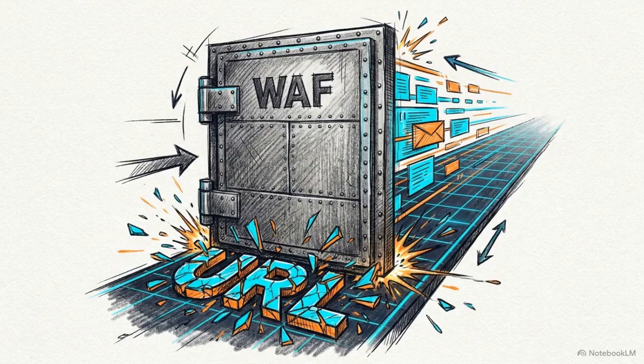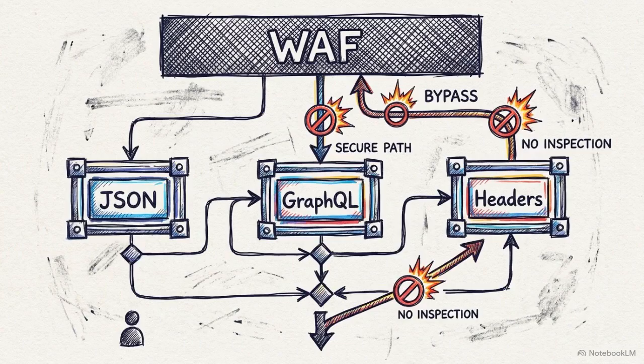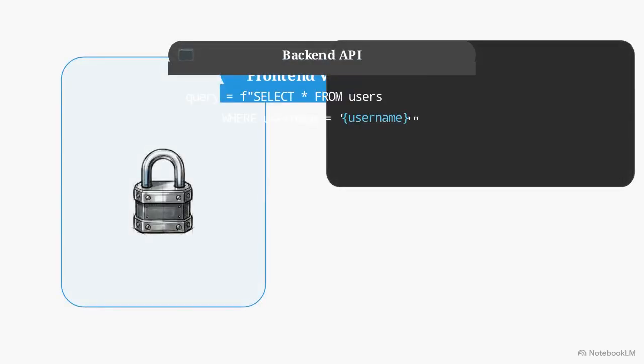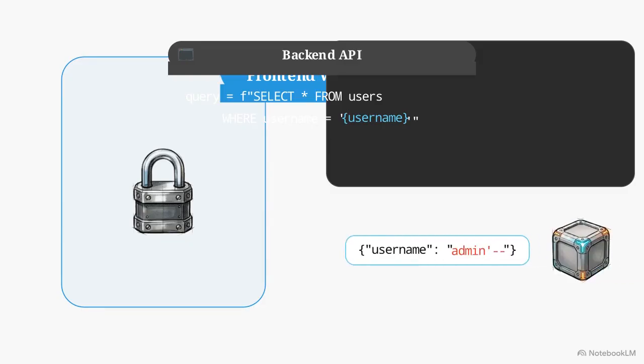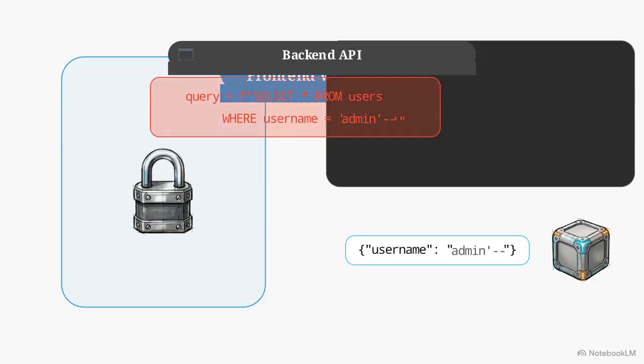Legacy web application firewalls are tuned to catch those obvious URL anomalies, but they frequently fail to inspect nested JSON objects, GraphQL variables, or custom HTTP headers where the real payloads now hide. This diagram compares a secure front-end web form to a vulnerable Python Flask API. The code blindly accepts raw API input, fusing it directly into the database query. It fails to distinguish between developer instructions and user data.